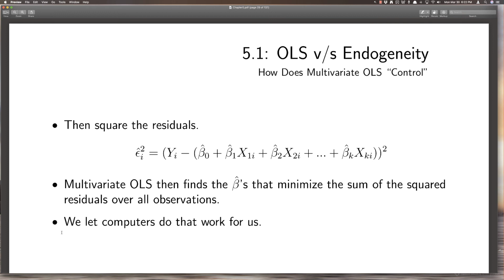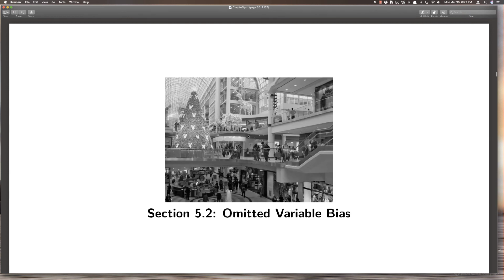Now we're not going to do this ourselves. We're going to let the computers do the work. The computer doesn't have to fit a line a bunch of times. There is a formula for this, just like there was a formula for the bivariate regression. And we will get to that in a later screencast. So that's it for this first screencast.